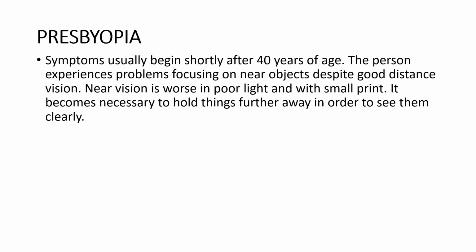So symptoms of presbyopia usually start at the age of about 40 to 45 years. The person experiences problems focusing on near objects despite good distance vision. Near vision is worse in poor light and with small print, and it then becomes necessary to hold things further away in order to see them clearly. So you'll typically see people holding a menu at a restaurant far away from them, especially if the print is small.